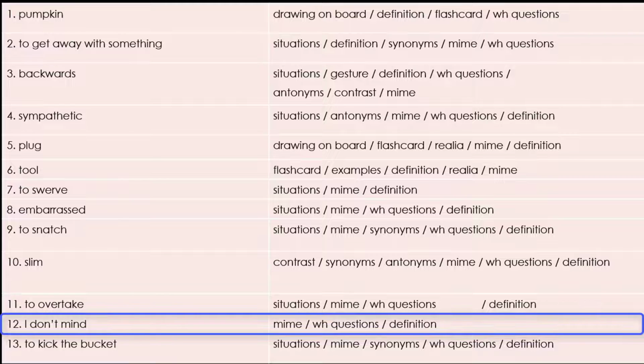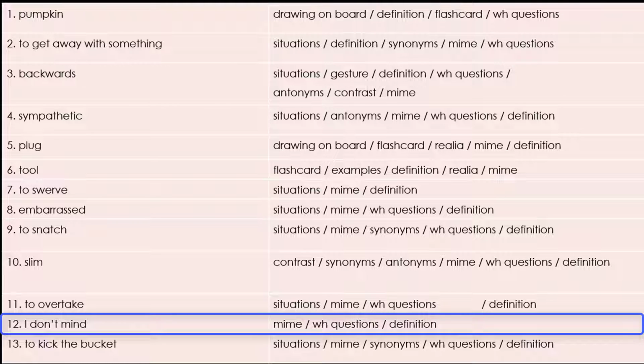I don't mind. That's really interesting, isn't it? Because I don't mind frequently has a meaning that we're not sure of. Yeah. So you could get someone to do something, and you could kind of wave your hand to indicate that it doesn't bother you. You could have a definition of I don't mind, or possibly a translation would work well here.